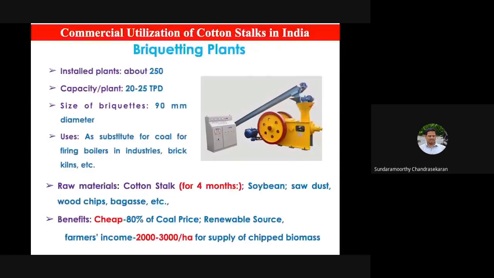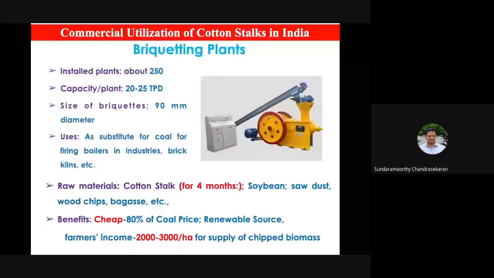Another constraint with agrobiomass is that it is seasonal. Cotton stalks are available for a period of 4 months, beyond which it is very difficult to get them, because cotton is a once-a-year crop. So it can be supplemented with other agrobiomass, like soybean, which is also a potential raw material to make briquettes and pellets. When we replace coal, it will be a much cheaper source, and it will be a renewable source. Besides, it will also give additional income to the farmers, because generally these cotton stalks are burnt in the field. Now we are making it an economic produce, a produce which has some value.